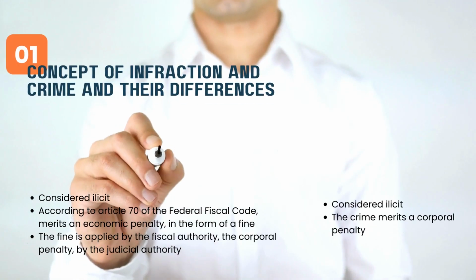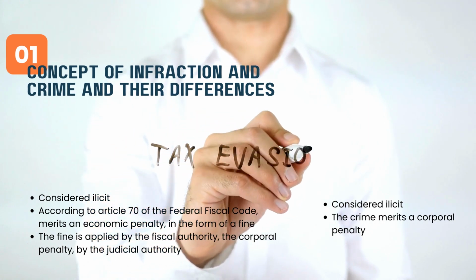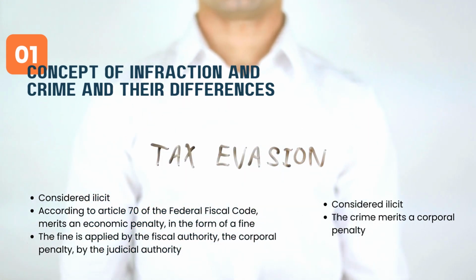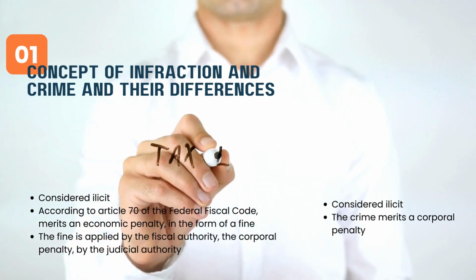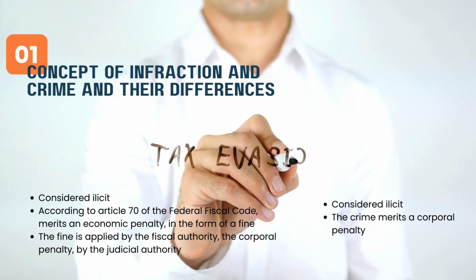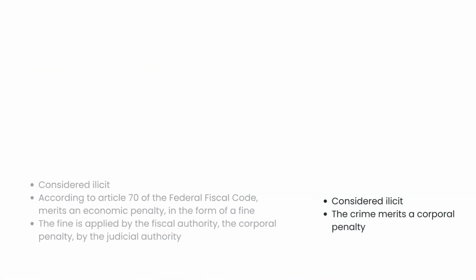Now let's talk about their definitions and their differences. Both the infraction and the crime enter the realm of the illicit, but according to the Federal Fiscal Code, an infraction is usually punished in the form of a fine, whereas a crime is usually punished in the form of a corporal penalty, which means jail time.